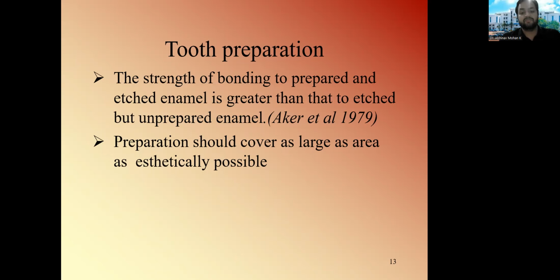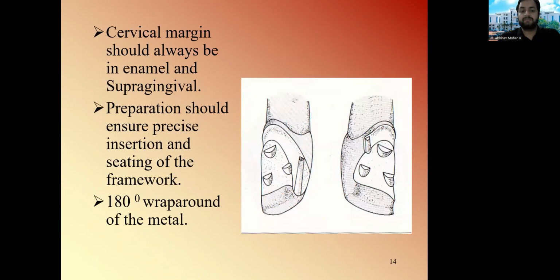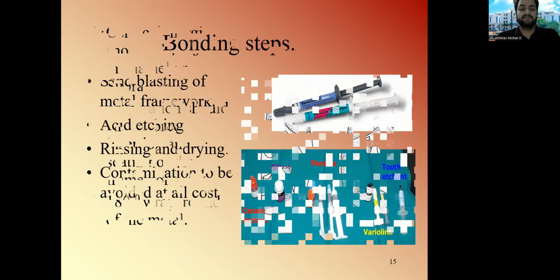So the preparation should also cover as large an area as possible, so that you're not interfering with the patient's aesthetic appearance. At the same time, we utilize the maximum surface of the abutment for better retention of the prosthesis. The cervical margin should always be in the enamel and supragingival. That is another very important thing which we have to keep in mind. Preparation should ensure precise insertion and seating of the framework. A 180-degree wraparound of metal is necessary.